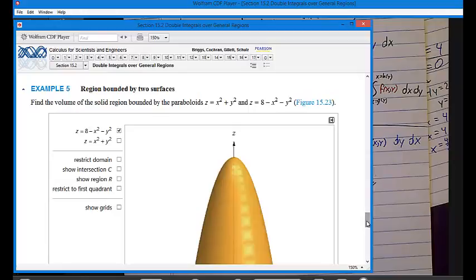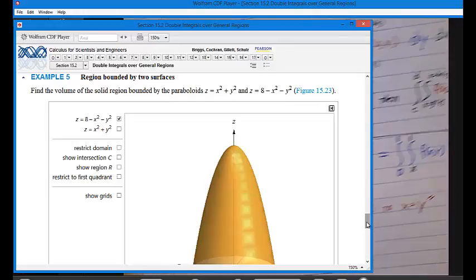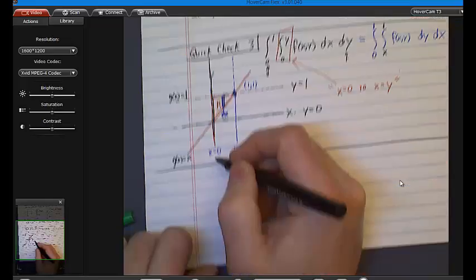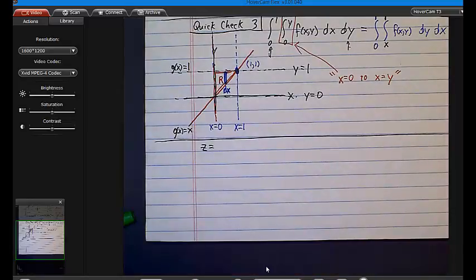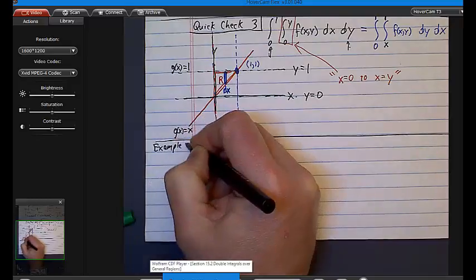Okay, so find the volume of the solid bounded by the paraboloids z equals x squared plus y squared and z equals 8 minus x squared minus y squared. So I don't know how much of this to do because a lot of it's in your book, but I think some of it would be worthwhile. So let's try it. Nice thing is I don't have to draw as many pictures, right? These are some notes about example 5 from the book.